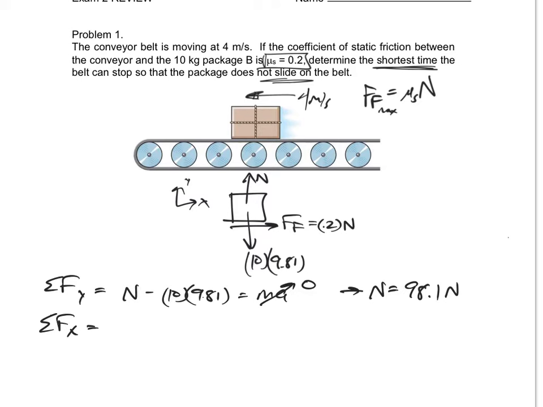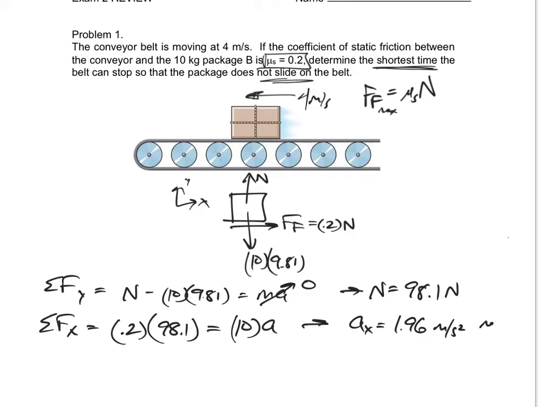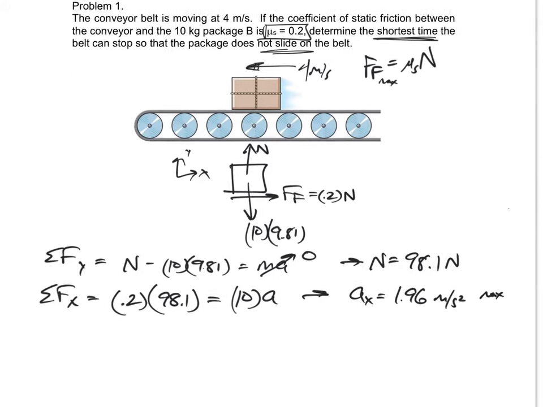Then I use that in my sum of the forces in the x direction. The only force in the x direction is that force of friction, 0.2 times N. I'm going to plug that in, and that equals mass times acceleration. So I'm finding the extreme value for the acceleration, right? I'm setting that force of friction to its maximum. So this is the maximum acceleration, really deceleration if my block is moving to the left and this acceleration is to the right. The maximum acceleration in the x direction is 1.96 meters per second squared. That's what will make the block stop the fastest.